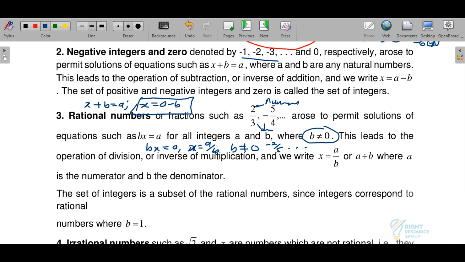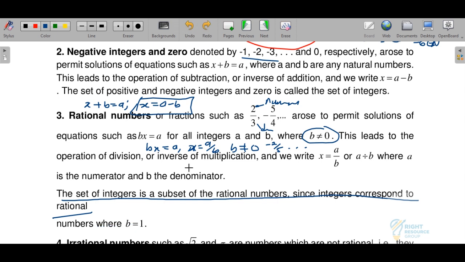So when we speak of integers now, this statement is very important. The set of integers is a subset of rational numbers, since integers correspond to rational numbers where b is equal to 1. So we have x equal to a over b, right? This is a typical rational number. So when b is equal to 1, a divided by 1, which is equal to what? a.